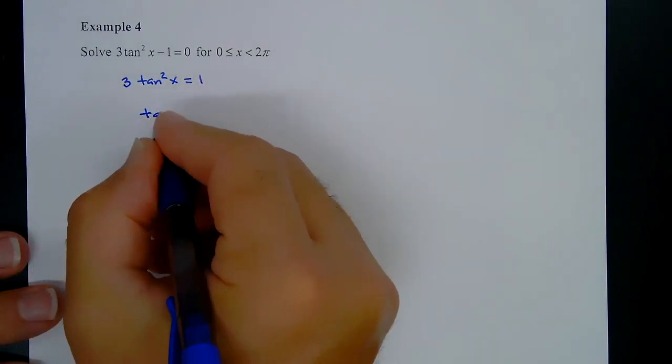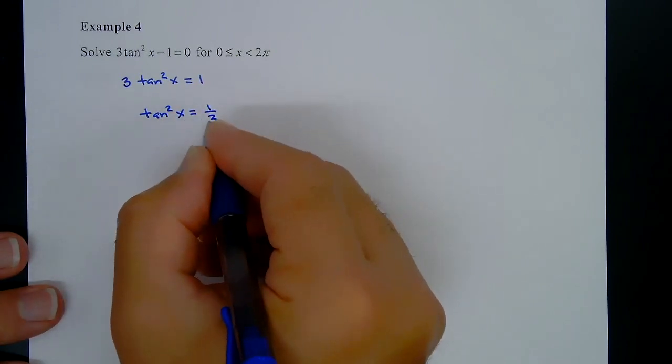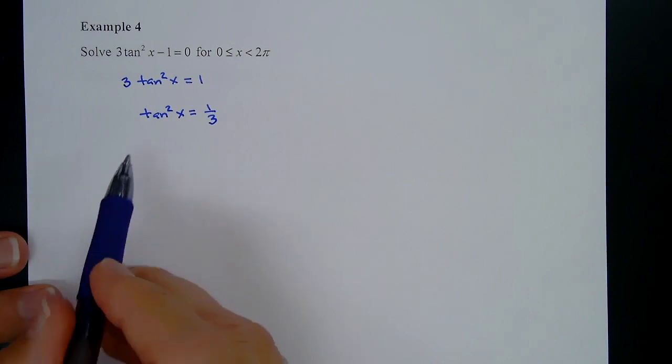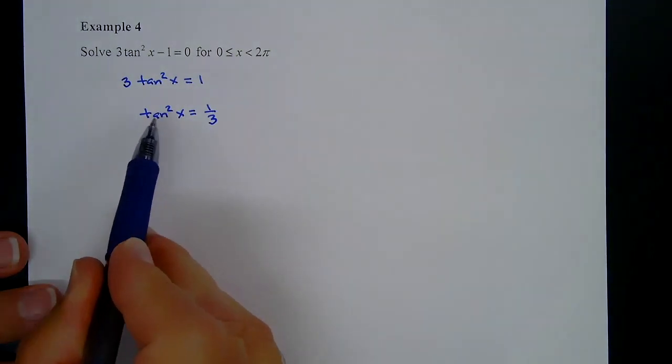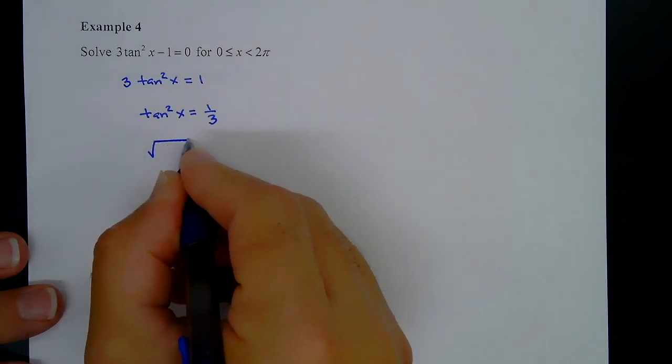and then divide both sides by 3, and that would give me tan squared x is equal to 1/3. And then to undo a square, we're going to need to square root. So I'm going to square root both sides.